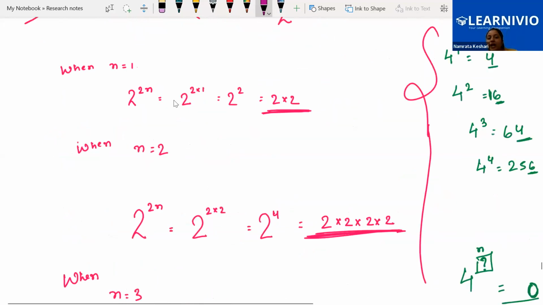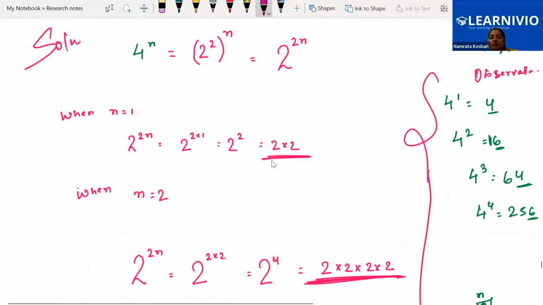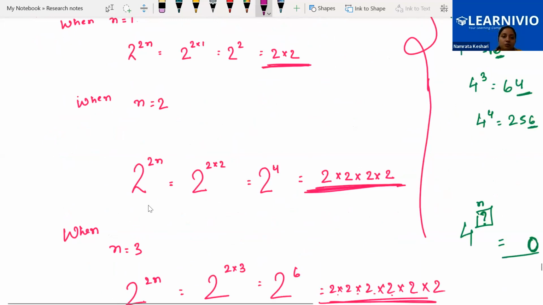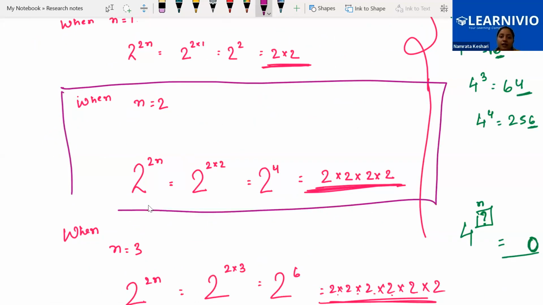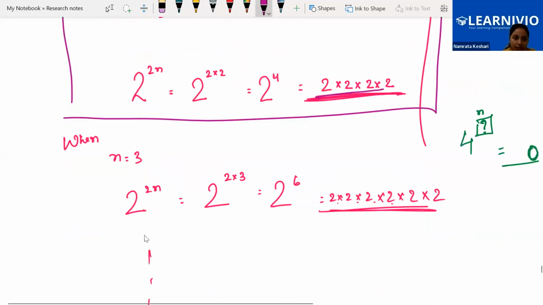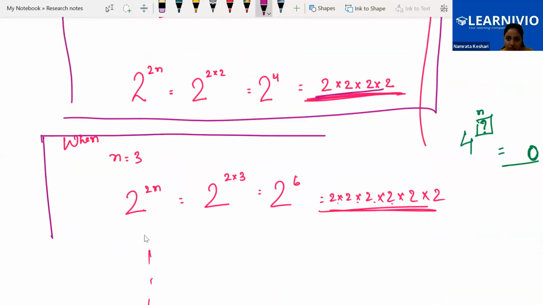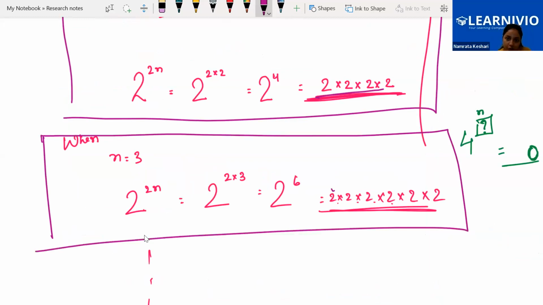2 to the power 2 and we are having. N equals 1 we have taken, we got 2 into 2. N equals 2 we have taken, and we found that we are getting 2 into 2 into 2 into 2. N equals 3 we have taken, and we are getting 2 into 2 into 2 into 2 into 2 into 2. So whatever n we are going to take, it will just be 2 into 2 into 2 into 2 according to the value of n. Yes or no?